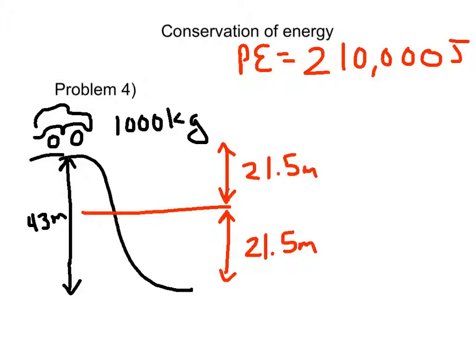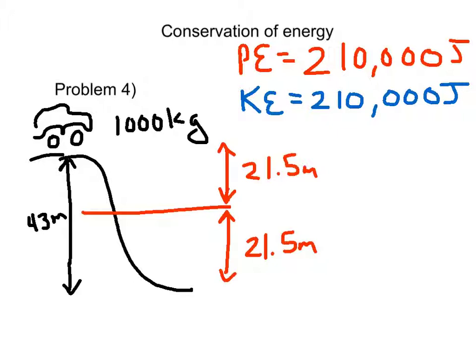So the remainder, the 210,000 that has disappeared, must have changed into kinetic energy, because we know our total energy has to remain the same, so our total energy still has to be 420,000 joules. If we know how much kinetic energy we have, just like we did yesterday, we can calculate what our velocity should be at that point.